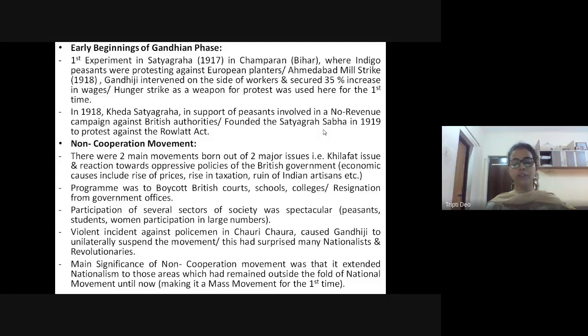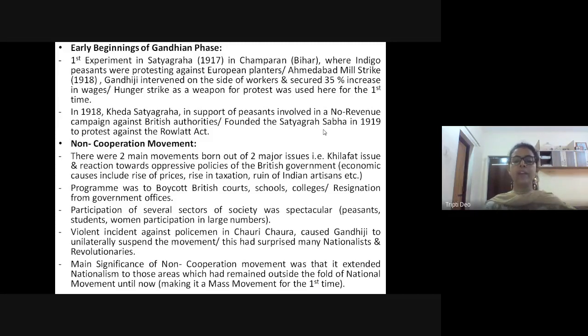So the non-cooperation movement and the Khilafat movement, these two movements Gandhi carried forward together, and the Khilafat movement particularly because Gandhi thought that it is the best opportunity for Muslims and Hindus, in fact all sections of society, to unite under the non-cooperation movement. So the program was to boycott the British courts, schools, colleges, and the resignation from government offices. There was also participation of several sectors of society. It was spectacular the way peasants, students, women participated in large number.